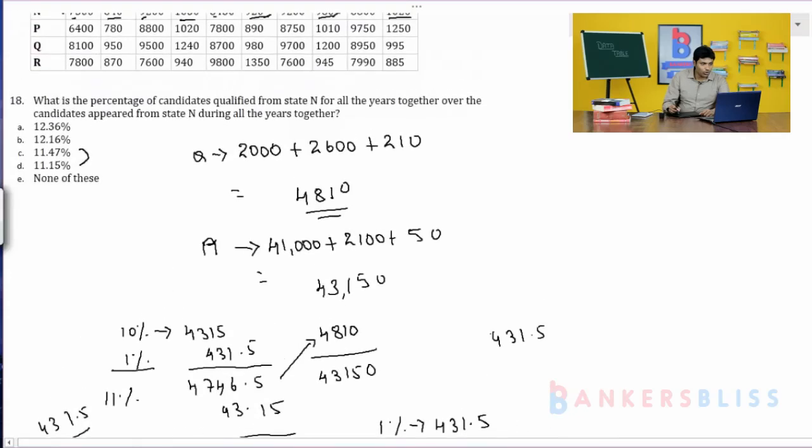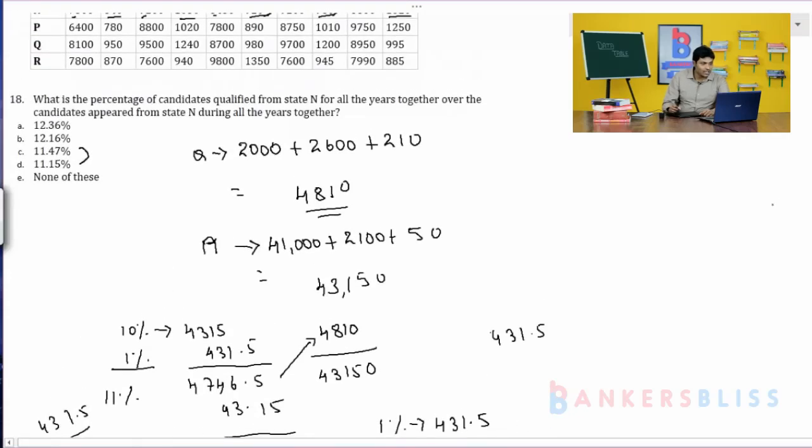Okay, so in the question what have they asked? They have asked us to calculate the percentage of candidates qualified. Okay, in the question they are not asking for the approximate value. If they wanted the approximate value, then they would tell us to identify the approximate value, but they have not told us to calculate the approximate value.